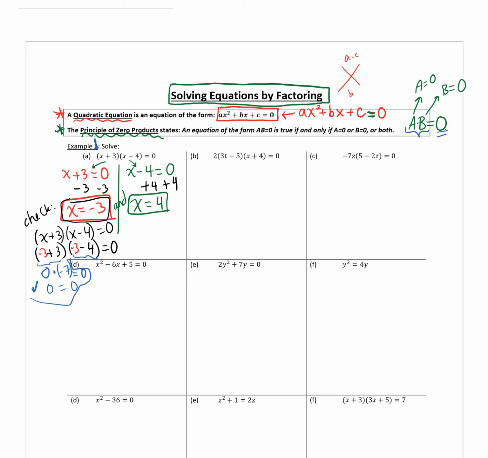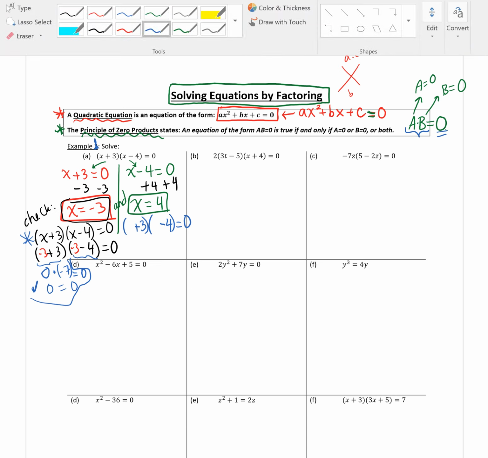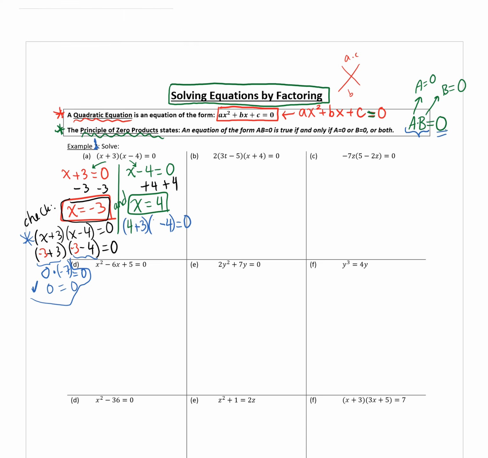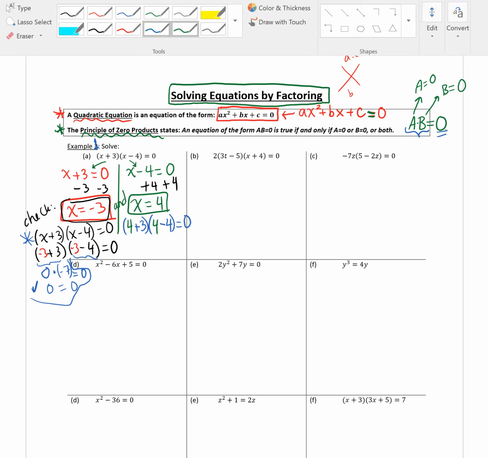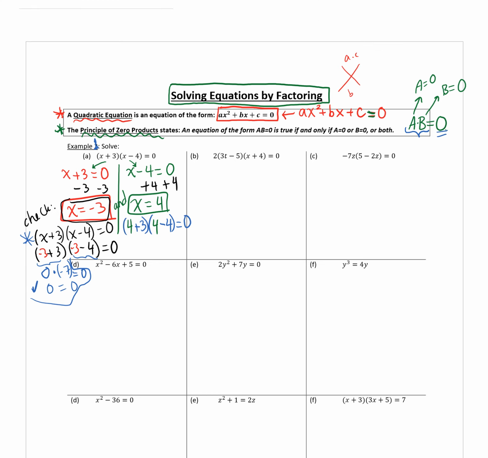And something similar would happen to our other solution here. If I put x equals 4, then it would be (4 plus 3) times (4 minus 4) equals 0. You notice it just makes the right portion equal to 0 instead of the left portion. So it'll be 7 times 0 equals 0. But that's true. 0 does equal 0. That means both of these are solutions.